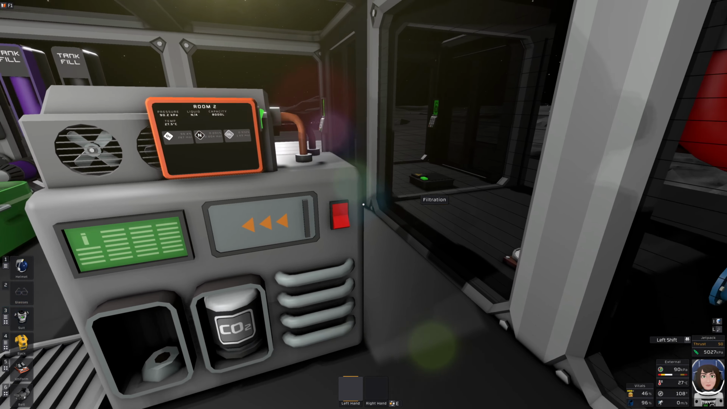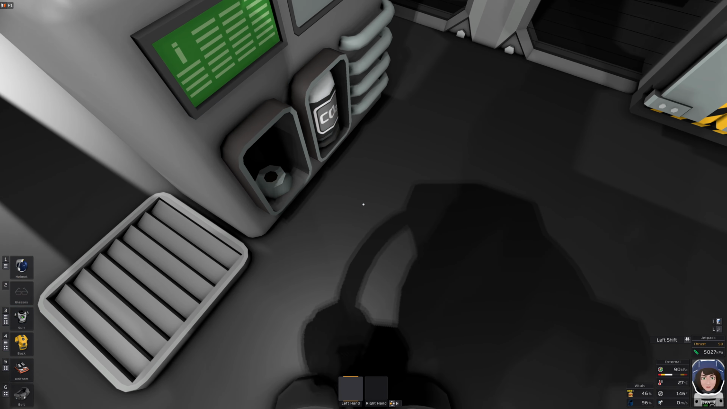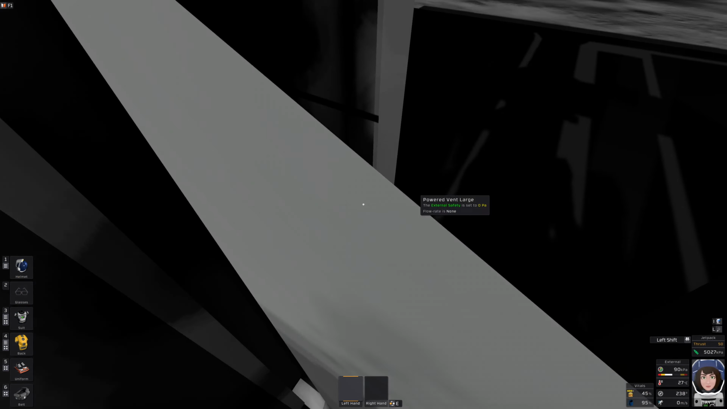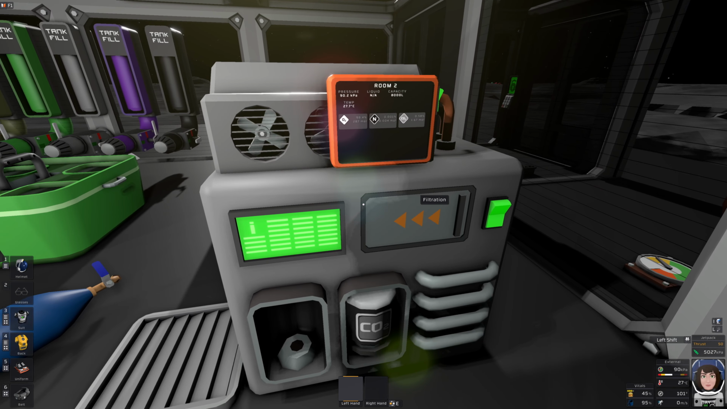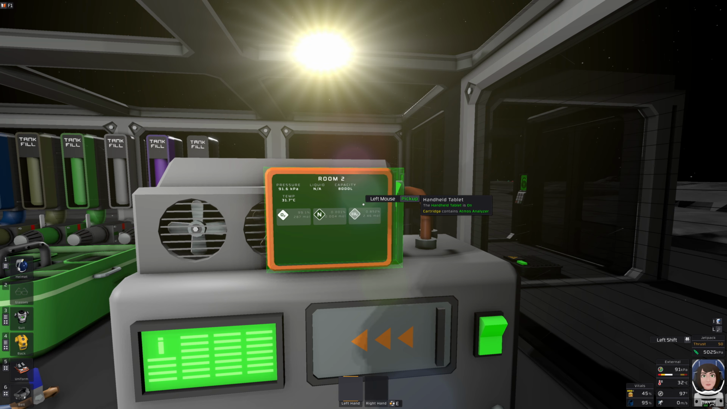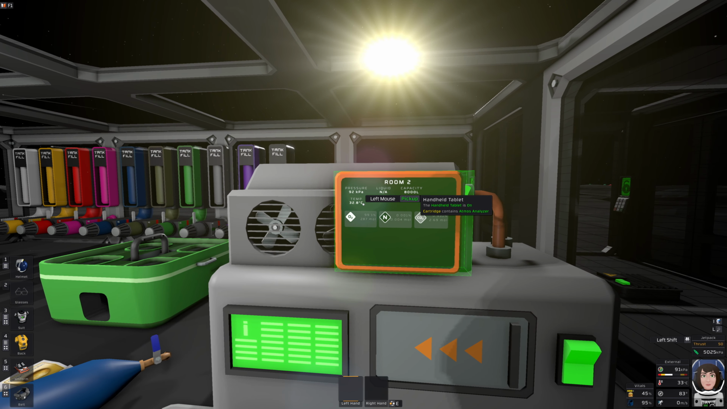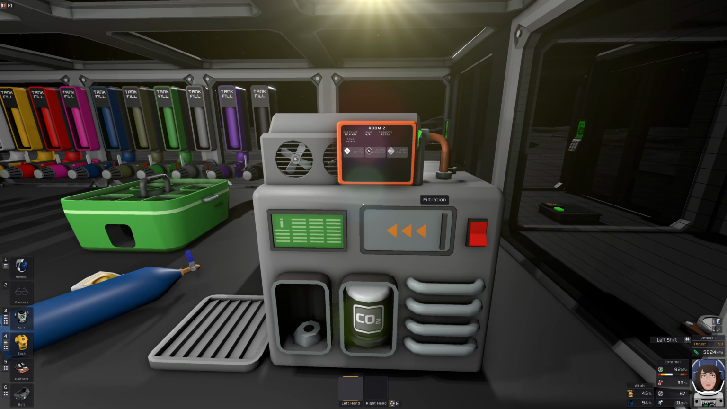And here we have a filtration unit with a CO2 filter. And whatever comes out as waste gas goes out the back door. Okay, so not a problem, yes? Now we're getting CO2. Oh, and it's getting hot. What a surprise. So that doesn't work.